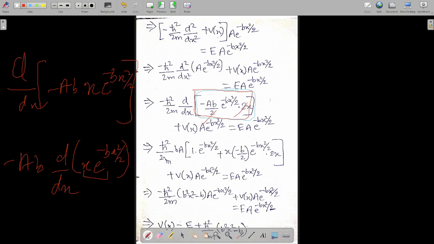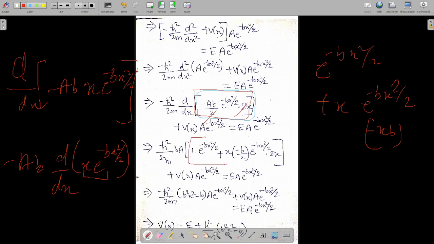So one time x is differentiated, keeping the other function constant. Then again x will be taken as it is, and the exponential will be differentiated. While differentiating this, we will get minus x b in the multiplication. Then this will eventually become the thing which has been written over here.